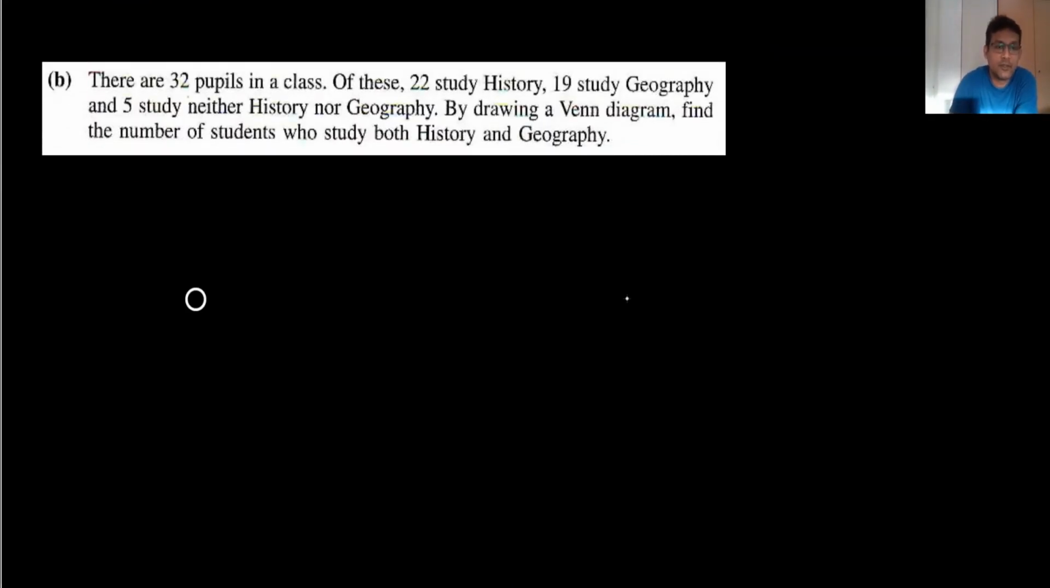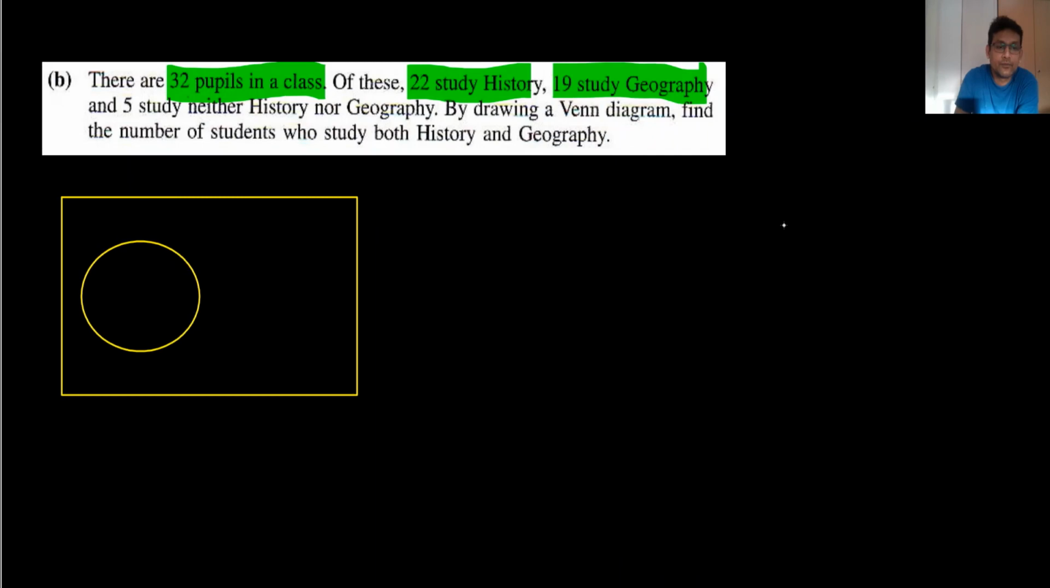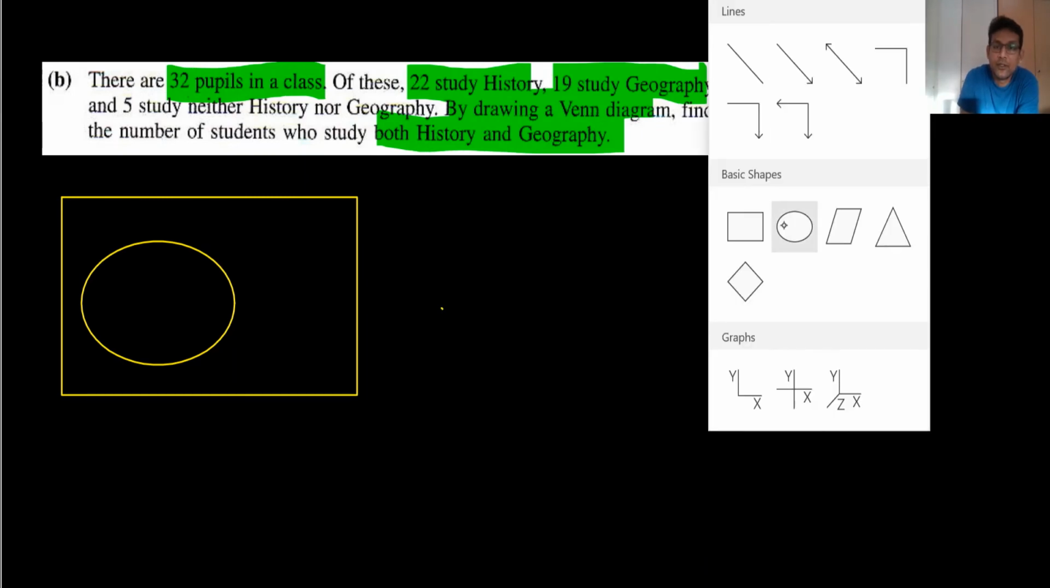Part B of the same question. There are 32 people in a class, so we have already altogether 32. Of these, 22 study history and geography. We have just two sets, so we have to draw this diagram. Let me check, do we have something common? Yes. Given by drawing a Venn diagram, find the number of students who study both history and geography. It means we have to draw definitely the shape when we have something common.